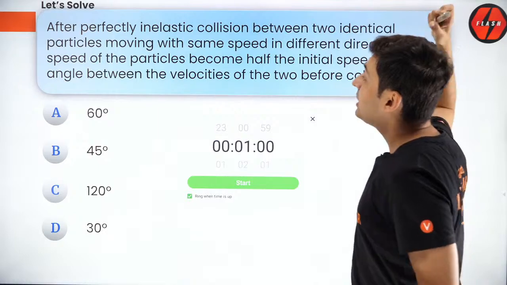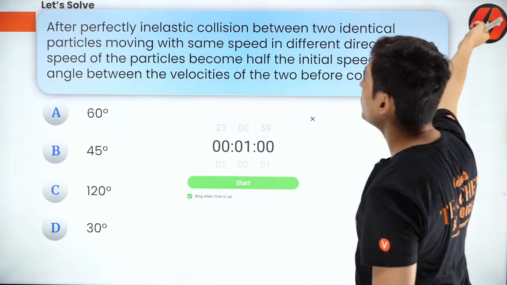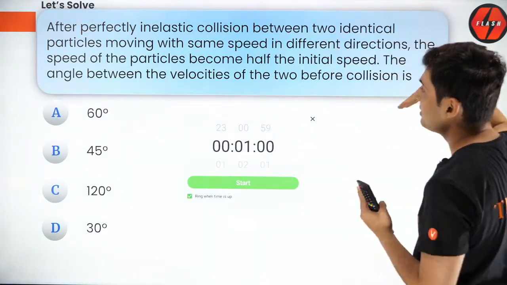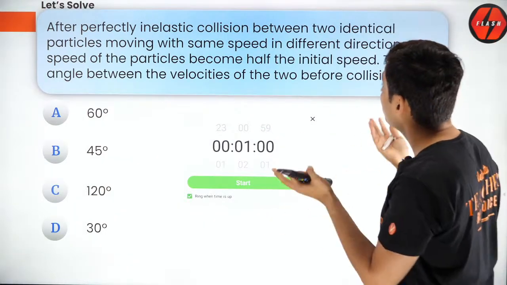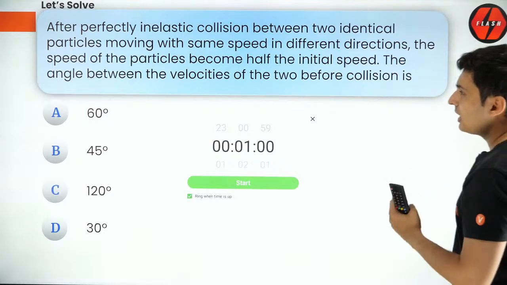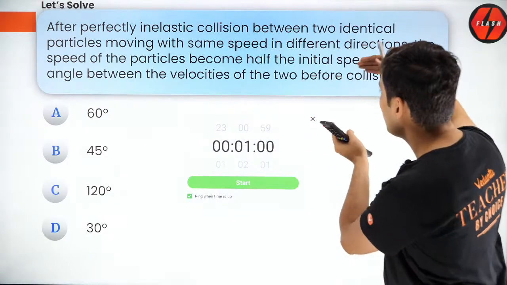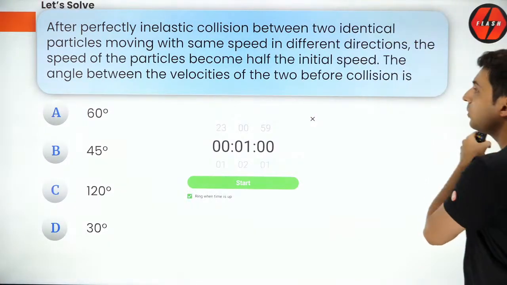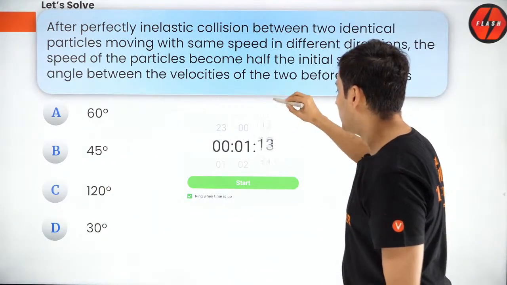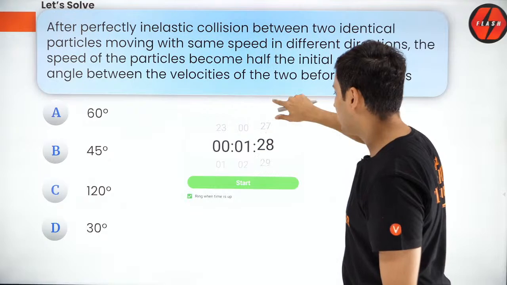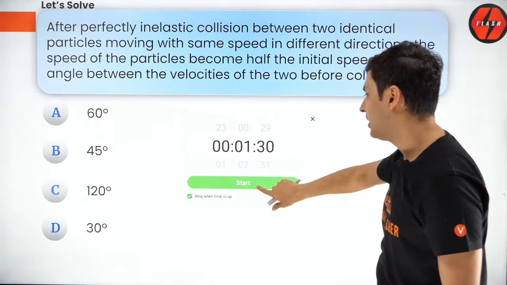After a perfectly inelastic collision between two identical particles moving with the same speed in different directions, the speed of the particles becomes half the initial speed. The angle between the velocities of the two bodies before the collision is? Come on, I'll give you 1 minute and 30 seconds. Let's see how many of you get this.